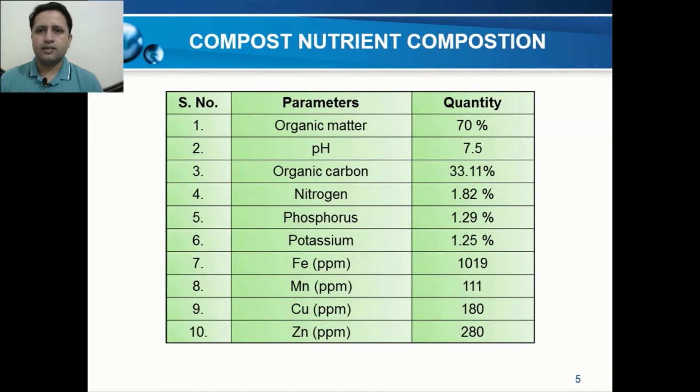Here is the composition of compost, the nutrient composition. There is organic matter 70%, the pH should be around 7.5 for this compost, and organic carbon should be 33.11%. Nitrogen, phosphorus, potassium, and some trace elements must also be present in the compost.